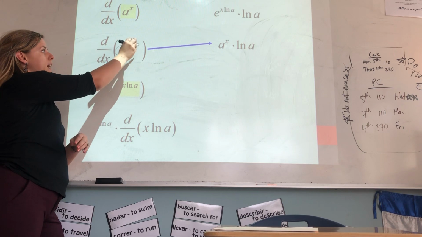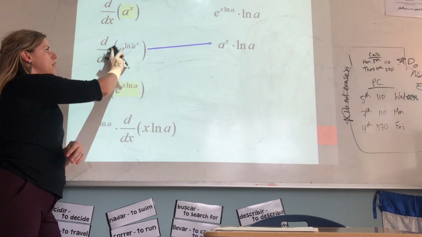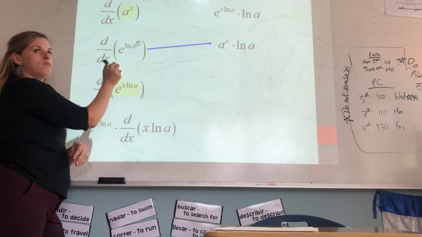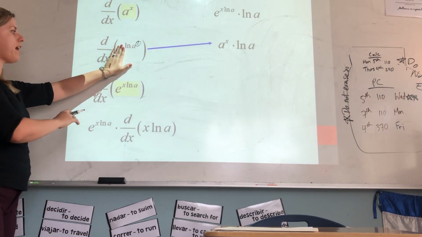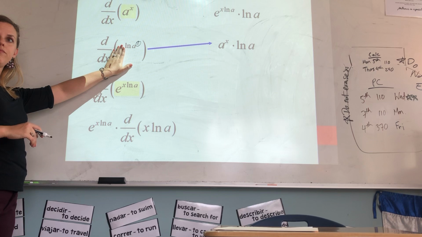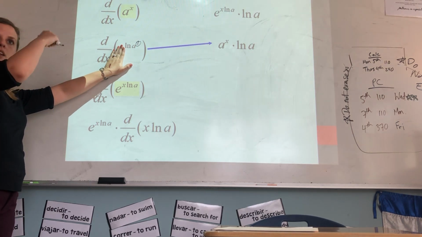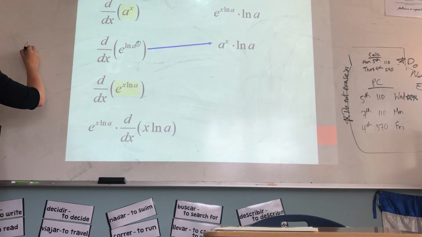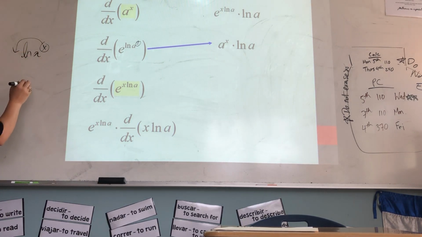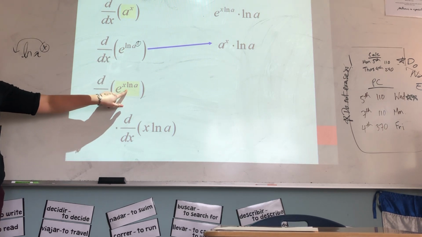So I'm going to rewrite this. See how this has x in the exponent? What can I do with that? If I have ln of a to the x, how can I rewrite ln of a to the x? x ln of a. I could bring this out front using the power rule. So this gets rewritten like that. How's that?